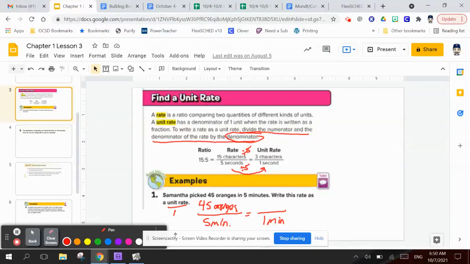So to do this, I want to divide by my denominator. So I'm going to divide each by 5. 45 divided by 5 is 9. 5 divided by 5 is 1. It's always 1 as my denominator. And 9 what? 9 oranges in 1 minute. That's your rate.